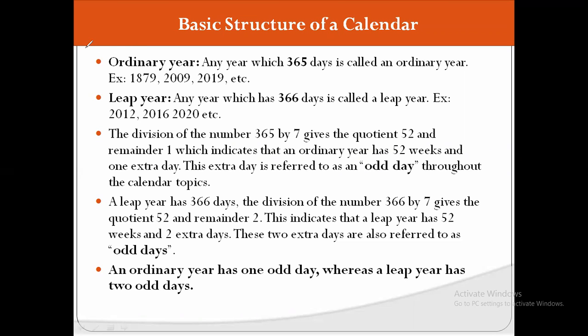So let us first understand the basic structure of calendars. Most of you might know this, but it's my duty to tell you the difference between an ordinary year and a leap year. An ordinary year means any year which has 365 days in the calendar. For example, 1879, 2009, 2019, etc. Whereas a leap year, which has 366 days, is called a leap year. For example, 2012, 2016, 2020, etc.